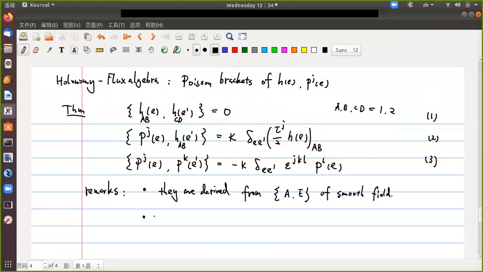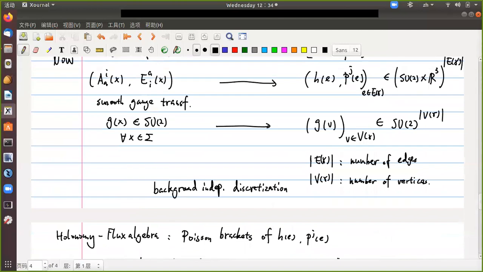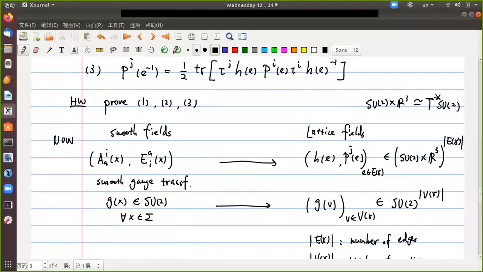Secondly, from this formula, you can see that P and h, h and P_j, are kind of conjugate variables. And from the continuum limit, you can also understand them as conjugate variables, because the continuum limit of P gives you E, while the continuum limit of holonomy gives you back A.